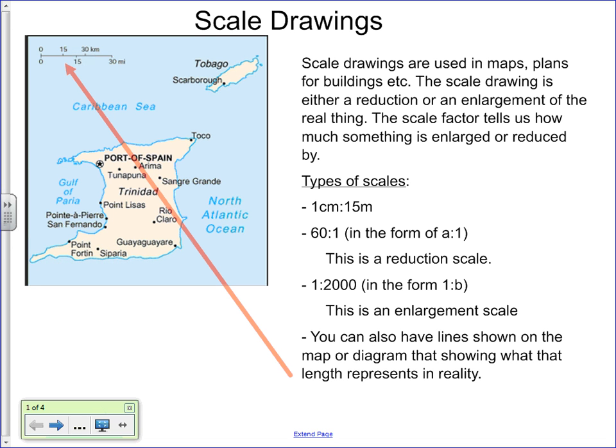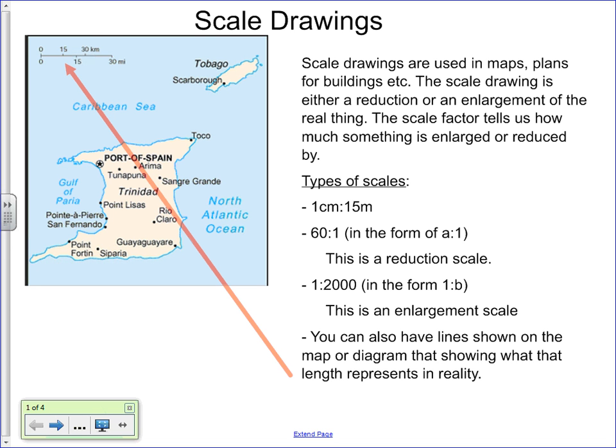Or you have blueprints or technical drawings of buildings. You have diagrams of equipment or machinery. We have various other things that use scale drawing. And in all sorts of science, you do it all the time: biology, physics, chemistry, you can draw atoms and molecules, all these types of things, it's all to scale.